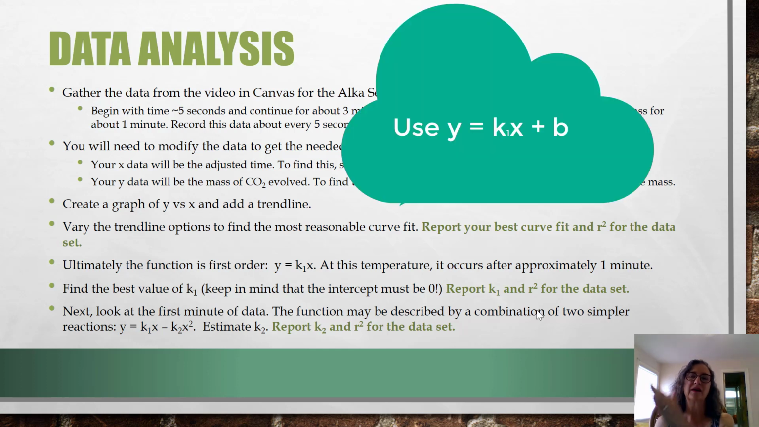Ultimately, after a while, after some other things happen, the dissolving of the tablet and some other kinds of things are happening, the reaction is a first order reaction, which means that you should have something like Y equals Kx. At the temperature I've given you, this happens about 1 minute in. So for those last 2 minutes where you were recording about every 5 seconds, you should have something that is fairly linear. I want you to find the K1 for that, okay?